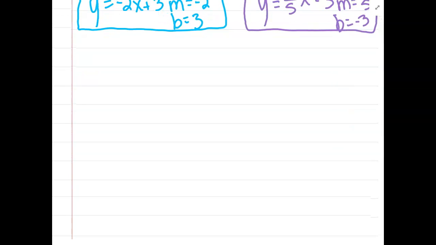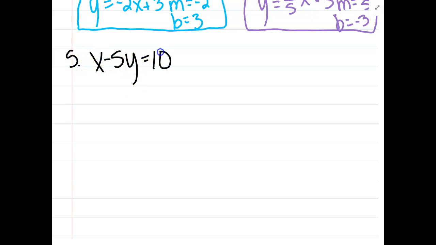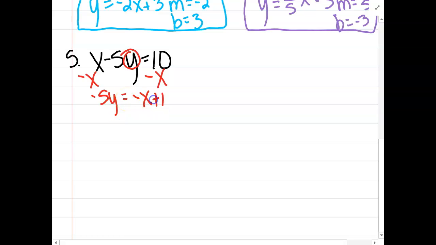Okay, number 5. Let's do x minus 5y equals 10. All right, so I'm solving for y. So what's the first step here? Excellent. Subtract the x from both sides. When I do that, I still have negative 5y. On the right-hand side, we've got negative x and then a plus 10.